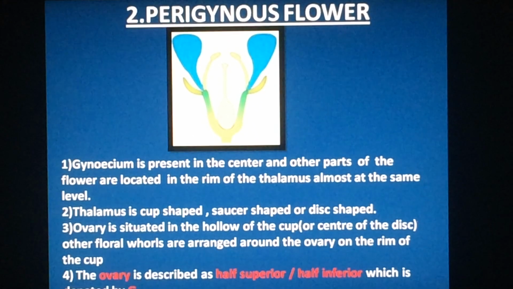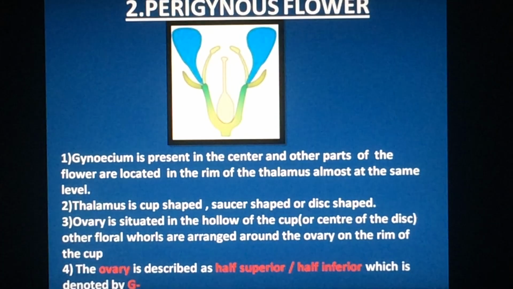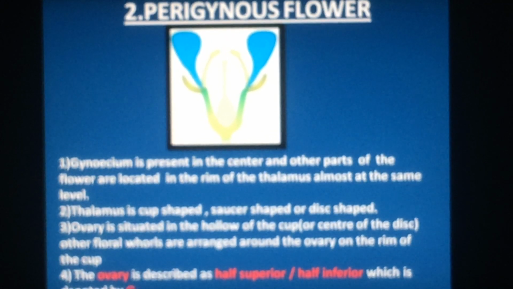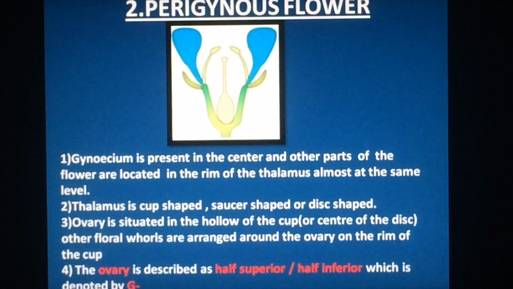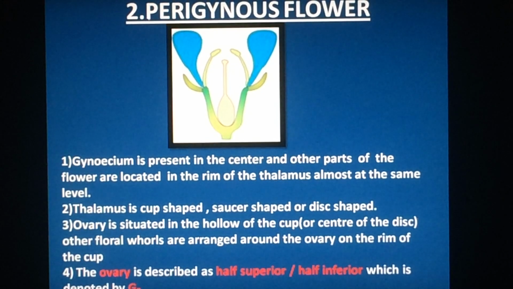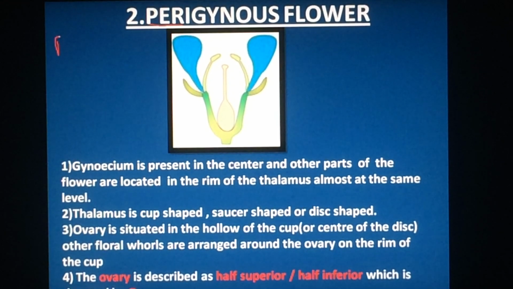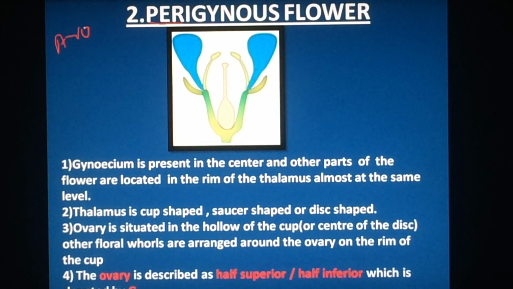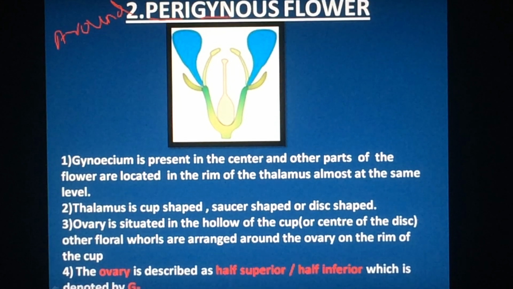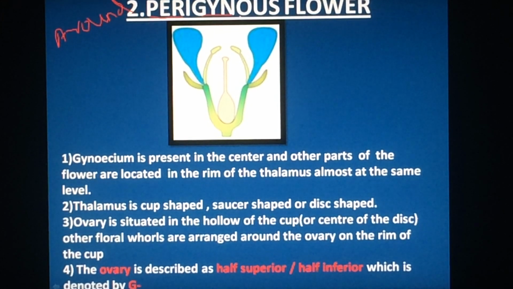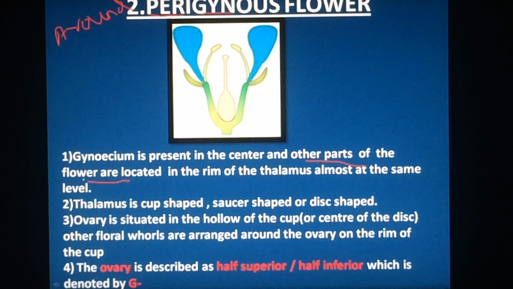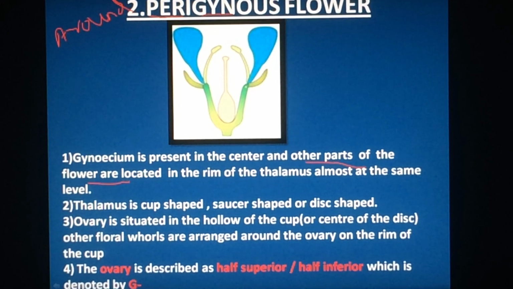Perigynous flower. Next, second one is perigynous flower. It is the flower where other floral whorls are originated almost at the same level of the ovary. See there, peri. What is peri? Around. Around the gynoecium, all other parts of the flower are located. Where? On the thalamus.